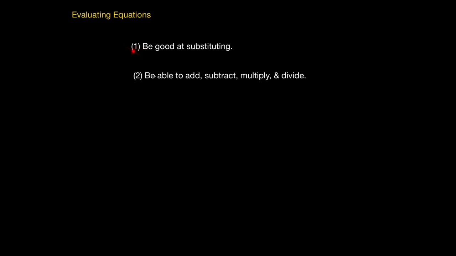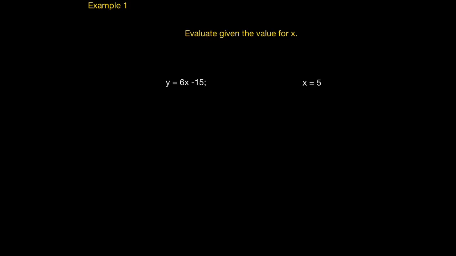The first one, we have to be good at substituting. The second, we have to be able to add, subtract, multiply, and divide. If we can do these two things, then we're pretty much set. Let's begin by looking at this example. On the left, we're given an equation, y equals 6x minus 15. And on the right, we're given some extra information that x equals 5. So we have to evaluate given the value for x.